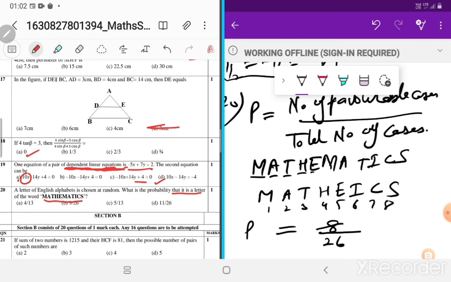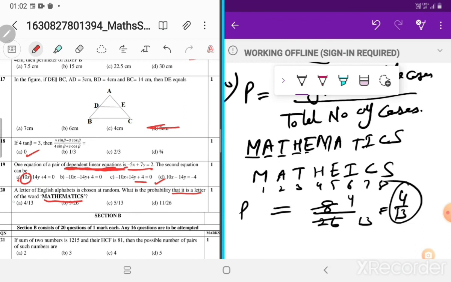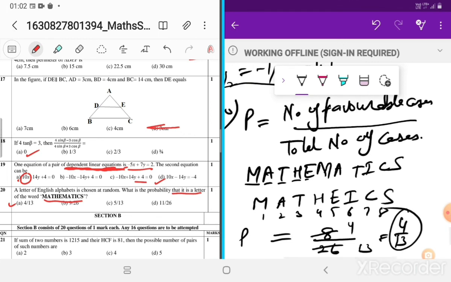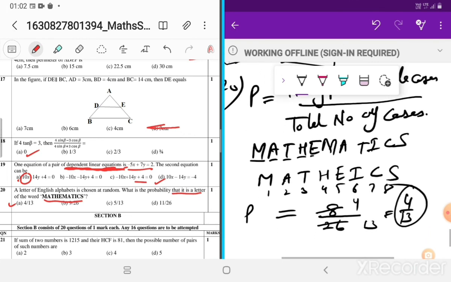We'll write it in the equivalent form. 2 fours are 8, 2 thirteens are 26. So now it is 4 by 13. We'll check whether it is there in your options or not. So it is here. A is your answer, 4 by 13. This way you can find the probability, that is, number of favorable cases upon total number of outcomes. So this is all about your section A, that is, 1 to 20.